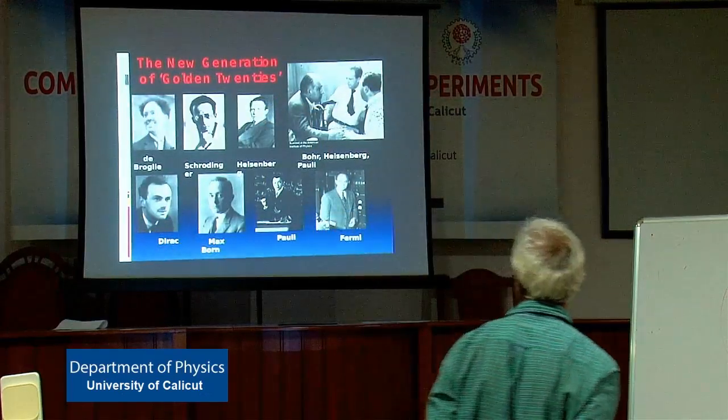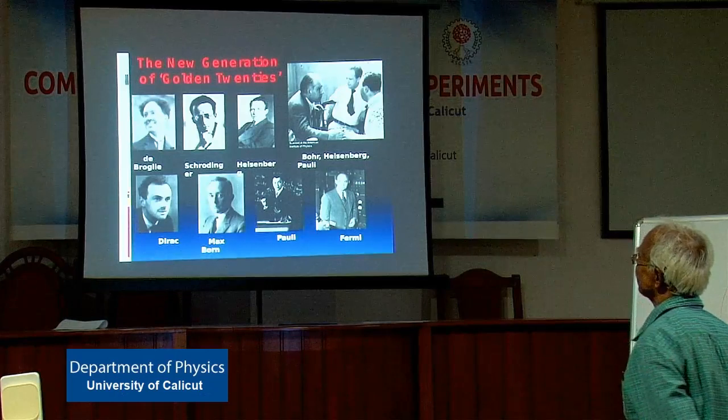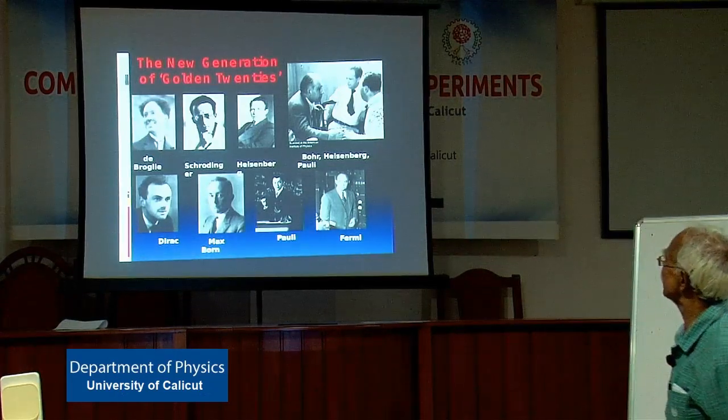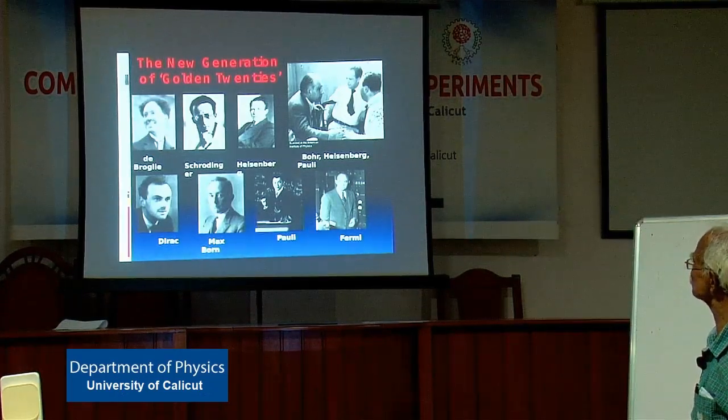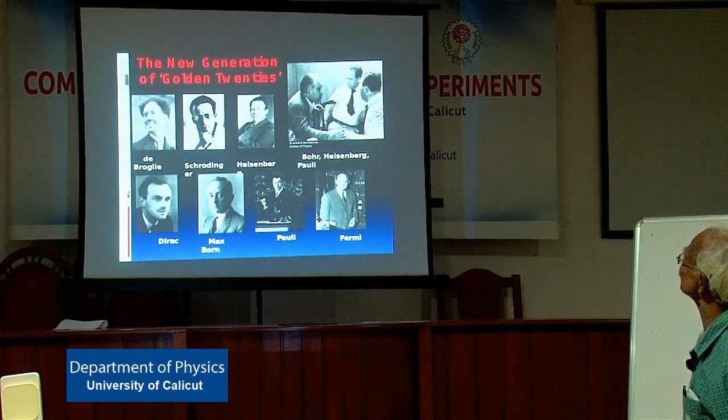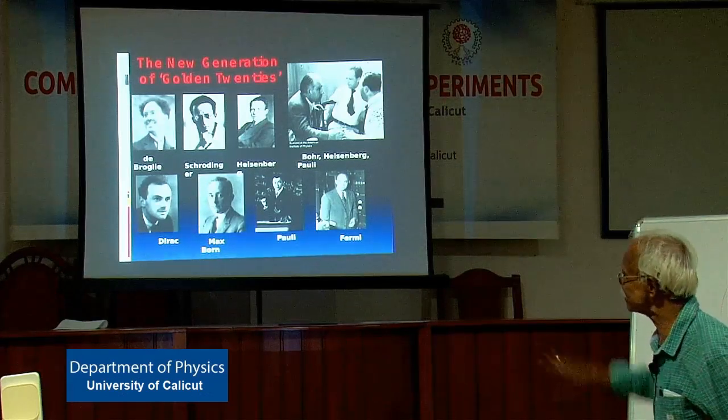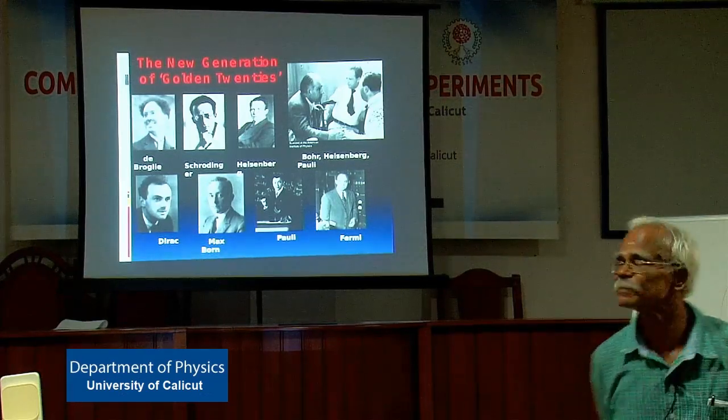Here come our heroes: de Broglie, Schrödinger, Heisenberg, Dirac, Max Born, Pauli, Fermi, Bohr, Heisenberg and Pauli, the new generation of the golden 20s. Well, that is the story of quantum physics, quantum mechanics.